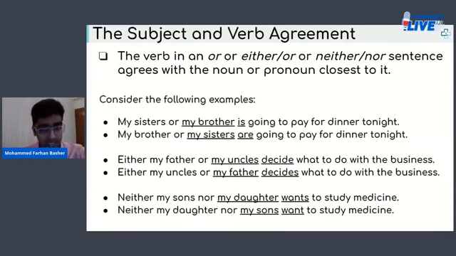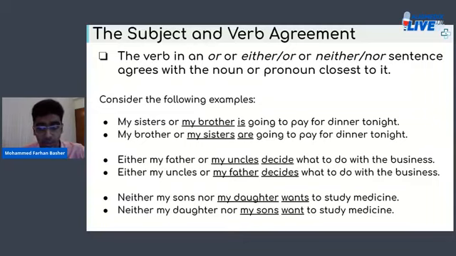Neither my sons nor my daughter wants to study medicine. Here you have maybe two sons or three sons, whatever the number, your sons are plural. You don't have only one son, but more than one son. So you say, neither my sons nor my daughter. But in your daughter's case, you're keeping it singular, meaning that you have only one daughter. So neither my sons nor my daughter wants to study medicine.